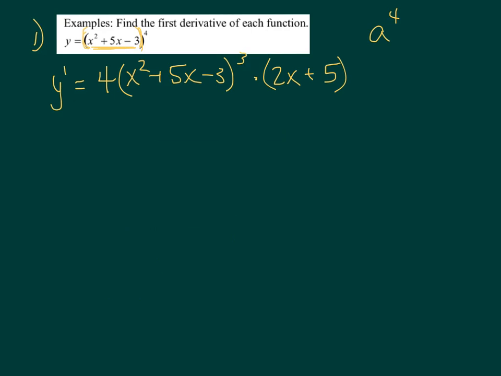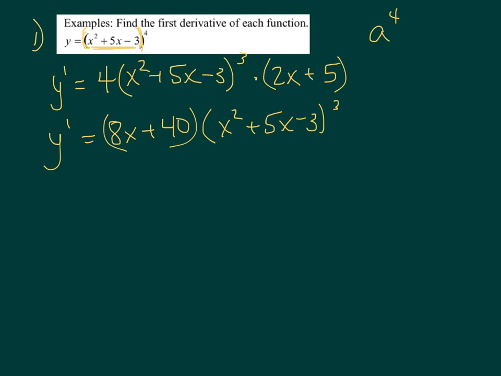Okay, so now the last thing you want to do with this is just clean it up, and here you can tell that the 4 can multiply by the 2x plus 5. So you could multiply that through and get 8x plus 40 times x squared plus 5x minus 3 cubed. And there is no way we're going to expect you to cube a trinomial. Okay, so we're going to leave the answer like that.